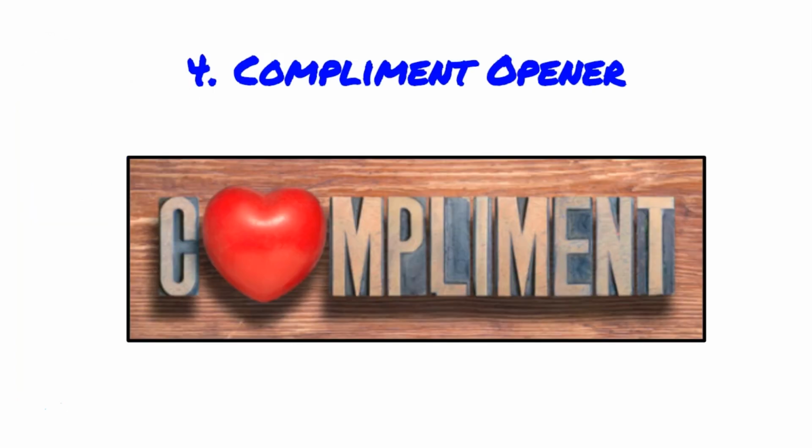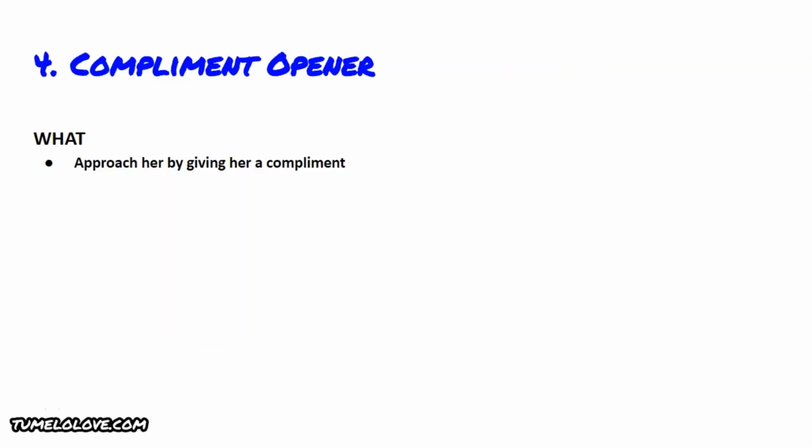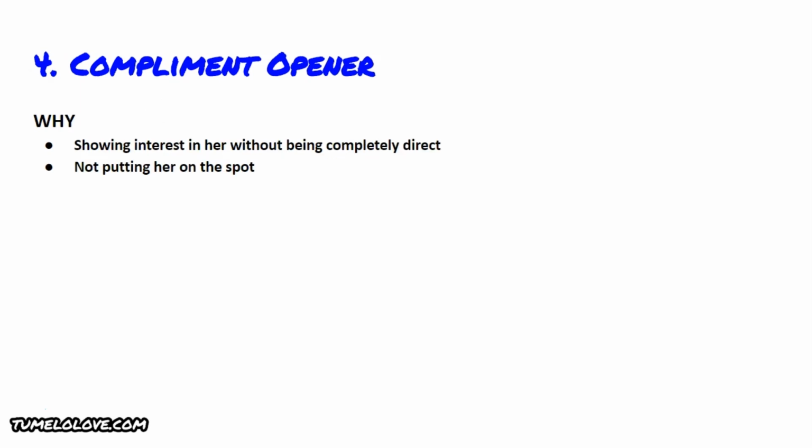Next one we have over here is the compliment opener. The compliment opener is you are approaching the girl by giving her a compliment. Very simple. You're just giving her a compliment. Now, why this opener is effective is you are showing interest in the girl. Okay, you're showing interest, but you're not being completely direct. You're showing interest, but you're not showing your full intent.